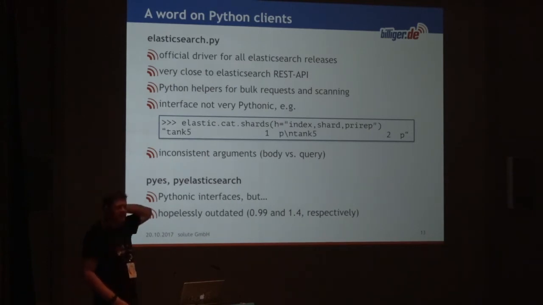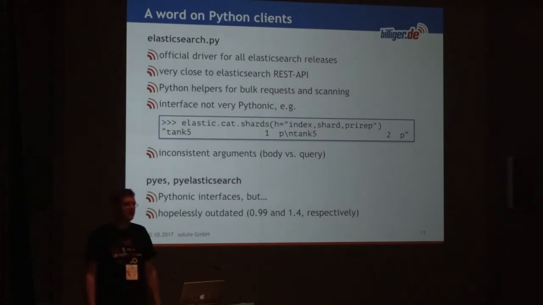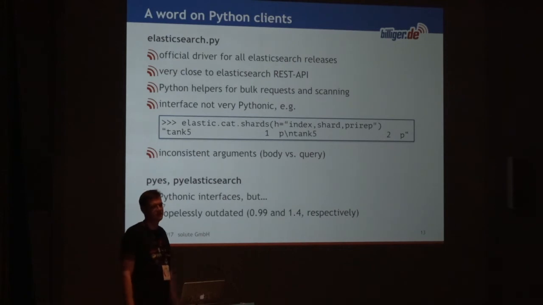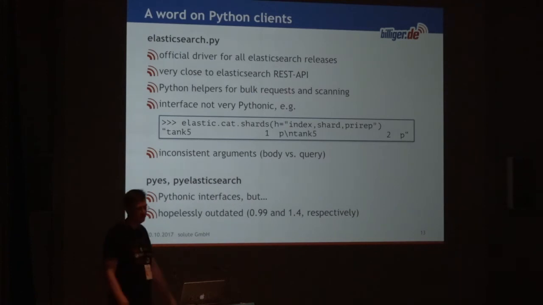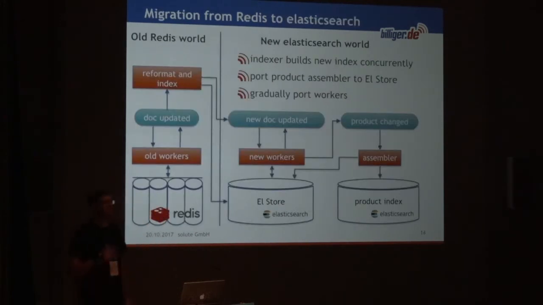So it doesn't look like that Pythonic, so you probably start Googling for, hey, is there a Pythonic driver for Elasticsearch? And then you find out, yes, there's PyES or PyElasticsearch. We tried all of those. The problem is they are hopelessly outdated. Elasticsearch is right now at version 5, version 6 is creeping up, and those drivers are at 1.4 and 0.99. So we tried all three of those drivers. We can't really try to get rid of them. Please just use the official driver, not the other ones. They have a very bad track record.